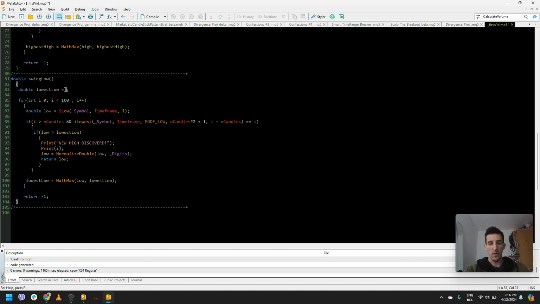No, let's do it this way. I think this is the best way. Right here, new low discovered. If this low is lower than the lowest low we just found out, we're saving this and returning the low, normalizing, returning the low, saving it in the lowest low. And yeah, this seems right.